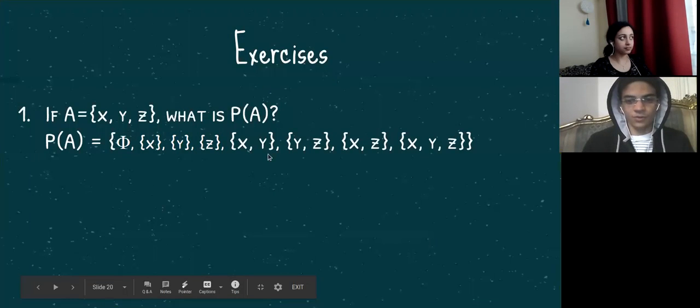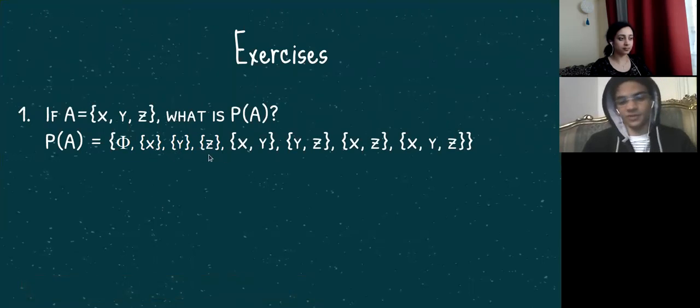Okay, so the answer would be that the power set of A would be phi, the class of x, the class of y, the class of z, and then every combination of two of these: x, y, y, z, x, z, and x, y, and z all together. So this would just give me the whole set of A.